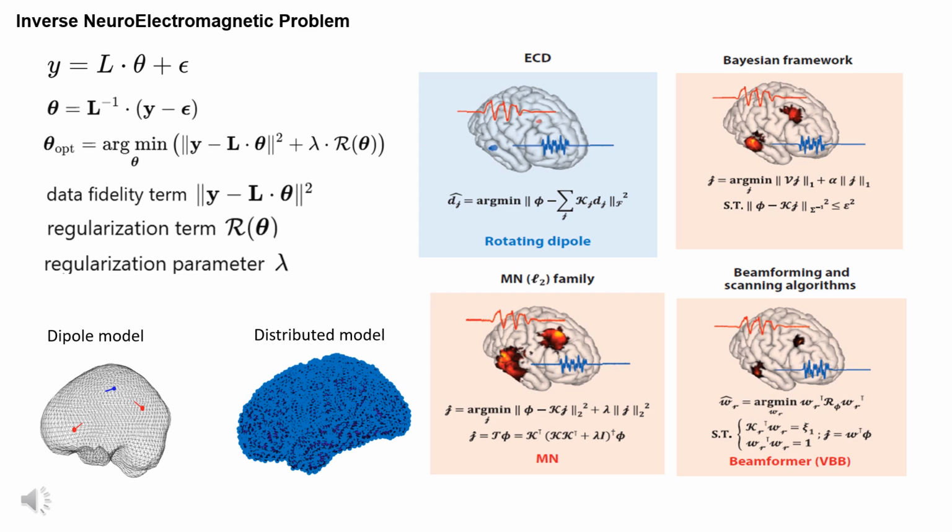Theta is the source configuration vector representing the strengths and orientations of the sources, and epsilon is the noise or error term accounting for measurement noise and modeling inaccuracies. The inverse neuroelectromagnetic problem involves solving for theta, given y and L.